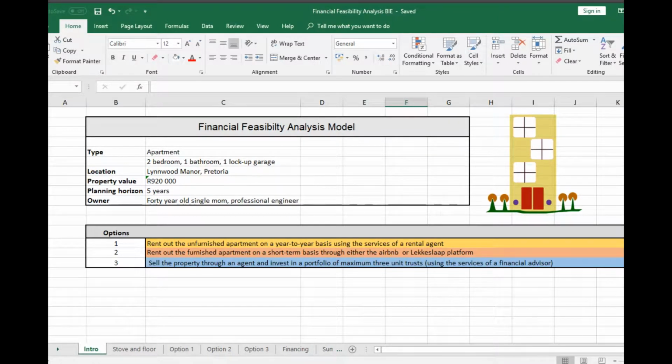Welcome to my presentation on the feasibility analysis model for a client. Let's first go through the main points.